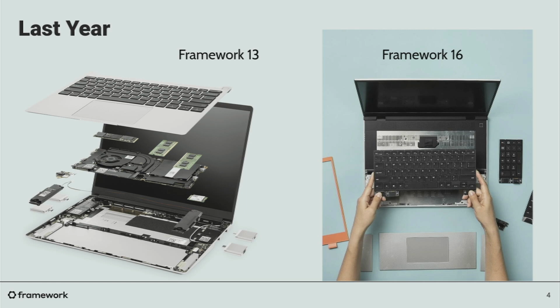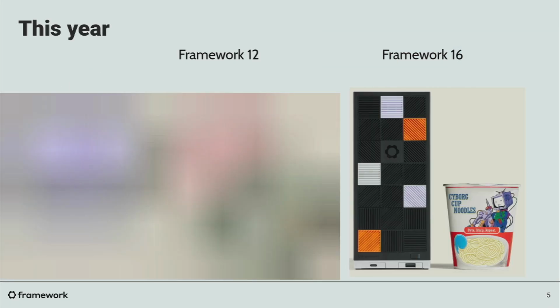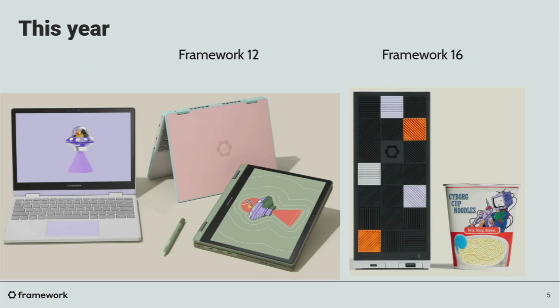Last year we had just 2 products. We had the small Framework 13 and an even more modular, bigger 16-inch for gaming. But this year we have 2 new products. The Framework 12, what I'm talking about today, a convertible with a touchscreen and stylus, and also a small desktop for AI and gaming. That's pretty small. You can see it downstairs on the 3rd floor.